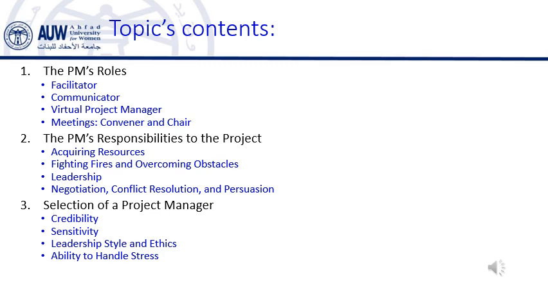Communicator. A PM must communicate clearly with all team members, stakeholders, and clients. They must share important information and updates regularly, ensuring that everyone is on the same page. For instance, a PM in a construction project must communicate regularly with workers, suppliers, and clients to make sure the project stays on track.